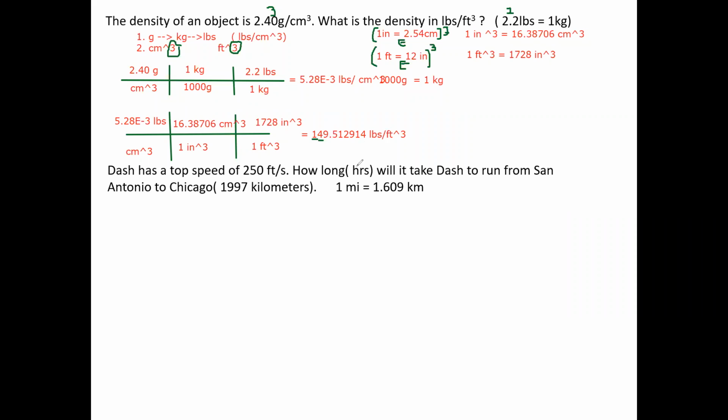So after the 4 is a 9. So you can either say 150 pounds per foot cubed or 1.5 e to the 2 pounds per foot cubed. You cannot say 150 with a decimal point. So if you put this as your answer, that's incorrect because it should only have 2 significant figures. If you put that decimal point at the end, it would have 3. And that would be too many significant figures.